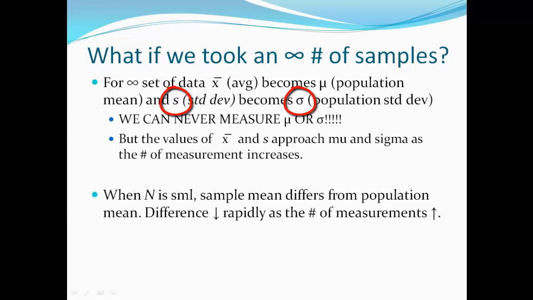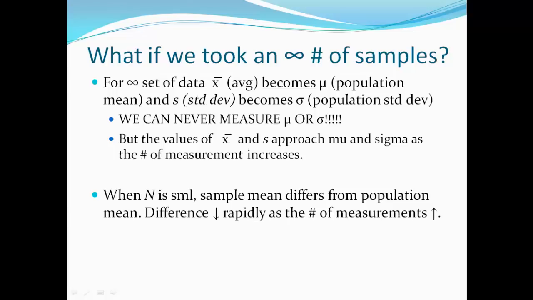Remember, we can't ever measure the true mean or the true standard deviation because it's infinite. We can't take an infinite number of samples. So you can't ever measure that. But the values of a normal average and a normal standard deviation actually approach mu and sigma as the number of measurements increase. So obviously the more samples you take, the better it is because you're approaching that infinity number and that true population mean.